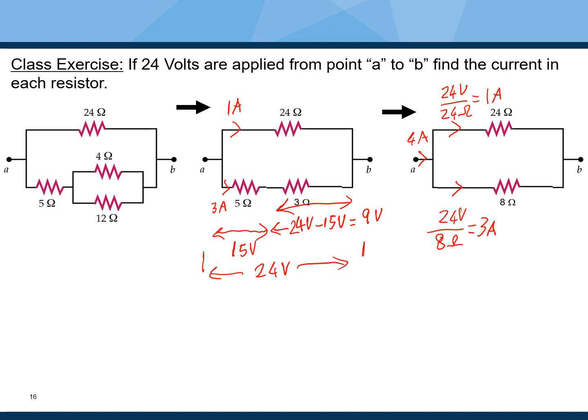Now we actually have to go back to the original left panel, for which we're actually interested in the answer. So we realize that we still have 3 amps here, and we have 1 amp out here. We don't have to do anything with the current flowing in the 24 ohm resistor because that's already set at 1 amp. We still have the same 3 amps flowing through the 5 ohm resistor, but now realize that between this point and this point, I have 9 volts.